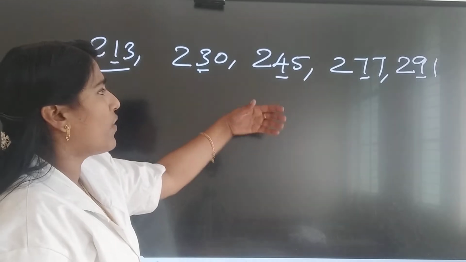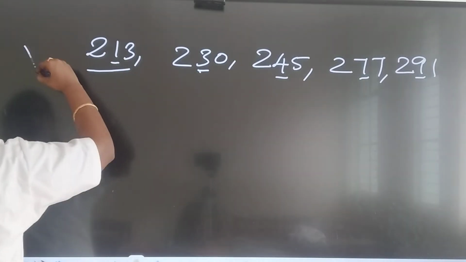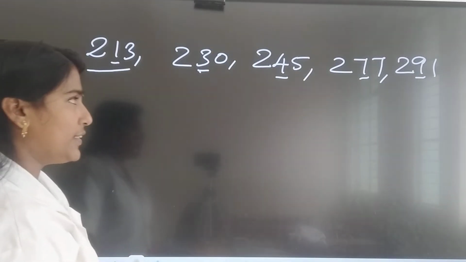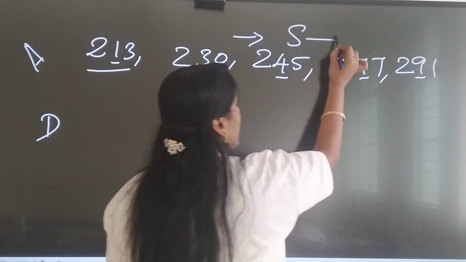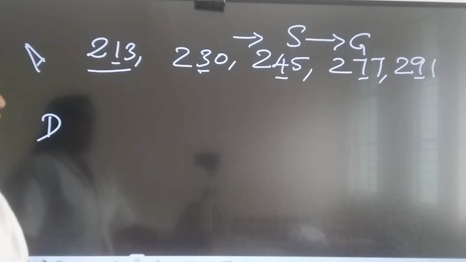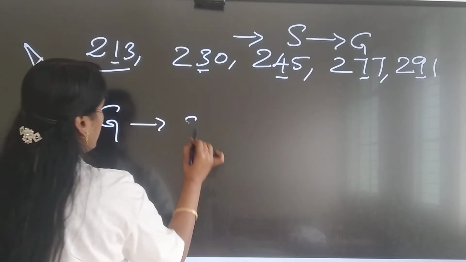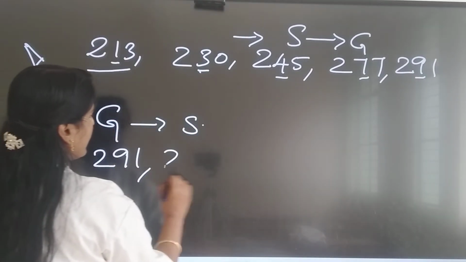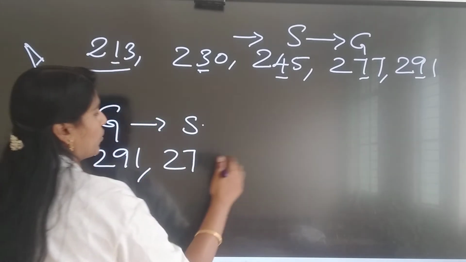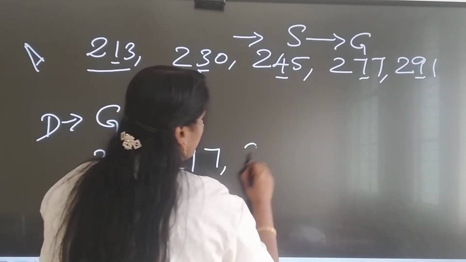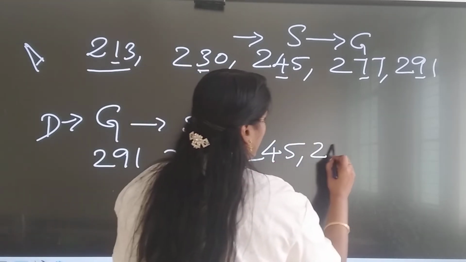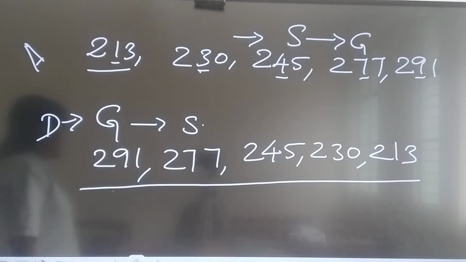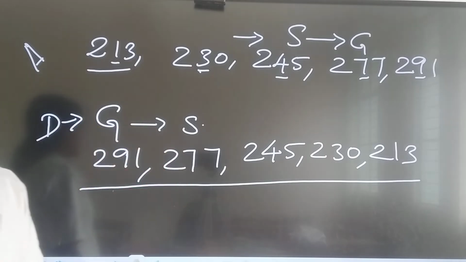Now how to arrange the numbers in descending order? I already told you, ascending order means smallest to greatest. Descending order means greatest to smallest. So which one is the greatest number? Yes, 291. And the next greatest is 277, then the next one is 245, and the next one is 230, and the next one is 213. This is the arrangement of descending order, that is greatest to smallest number.